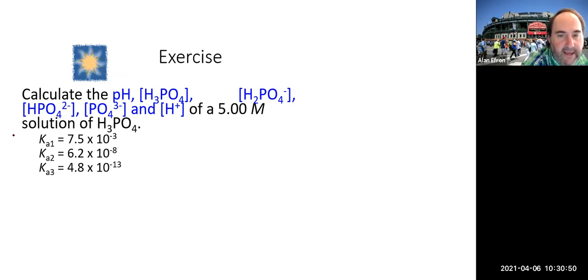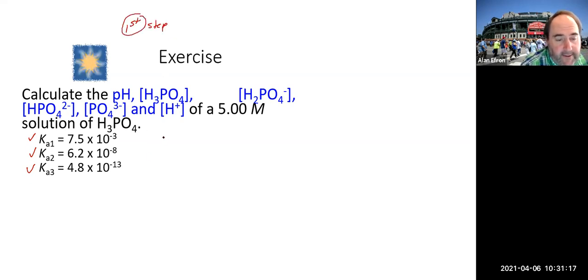We have our 3 Ka values given to us here. Again, remember that each of these Ka values represents one H plus that's basically coming off of H3PO4. So we will start with the first step here, and we might as well just go with our very first step.